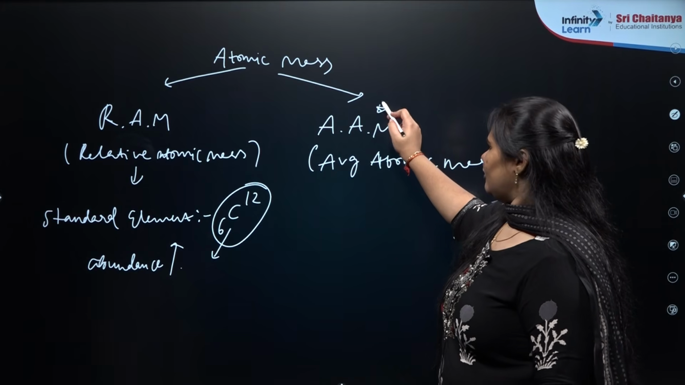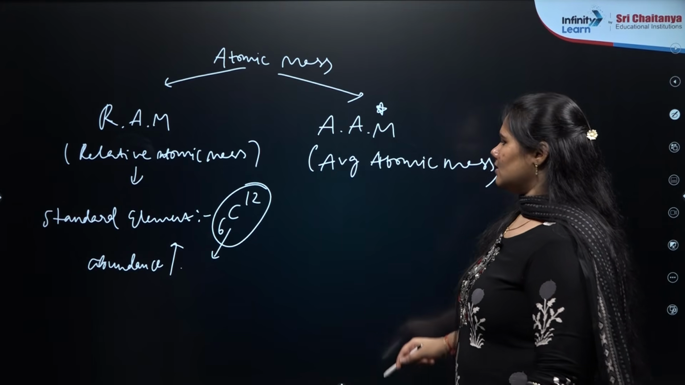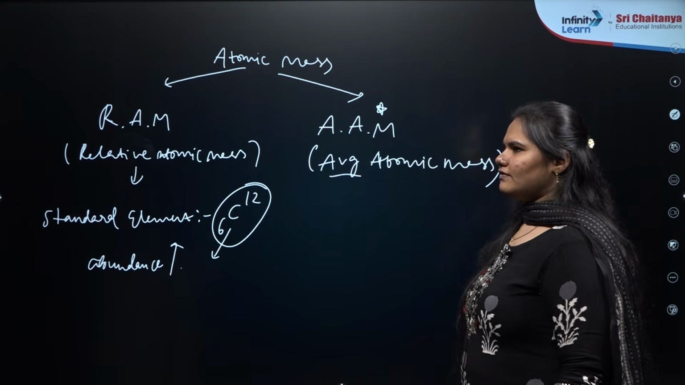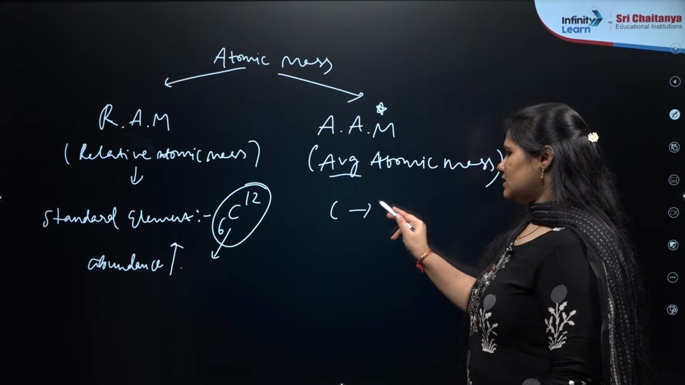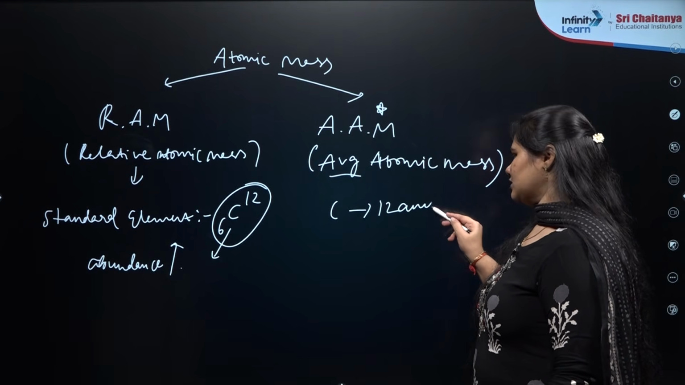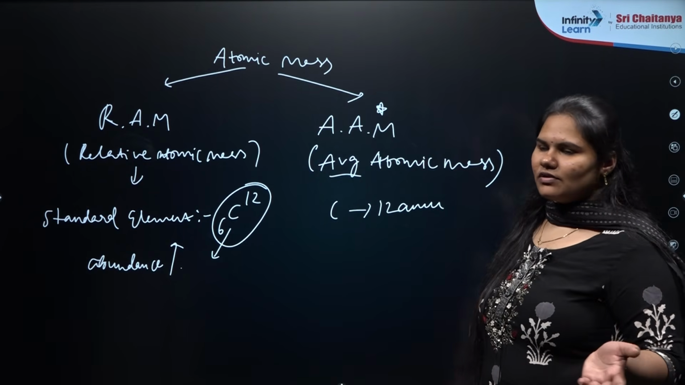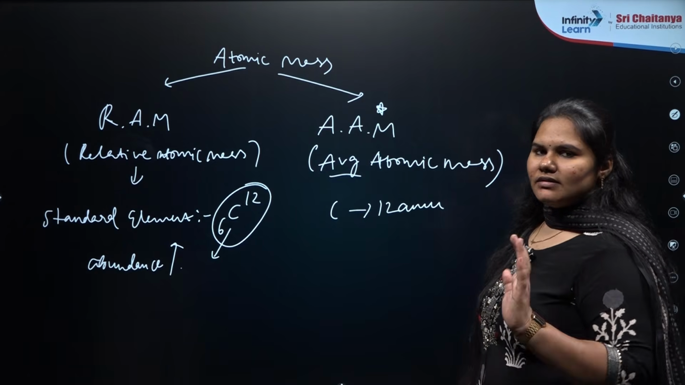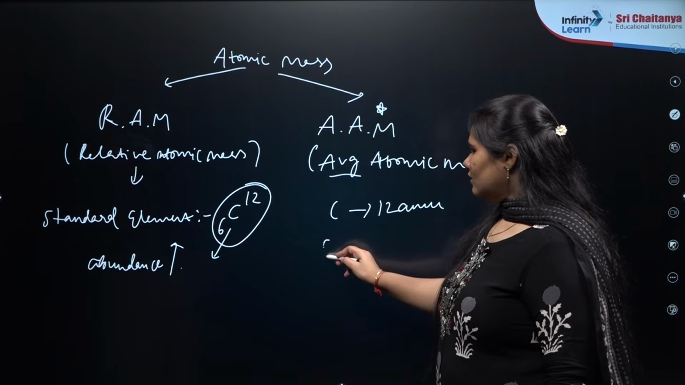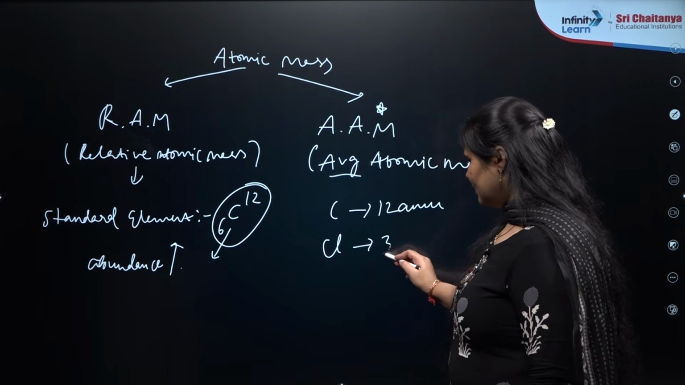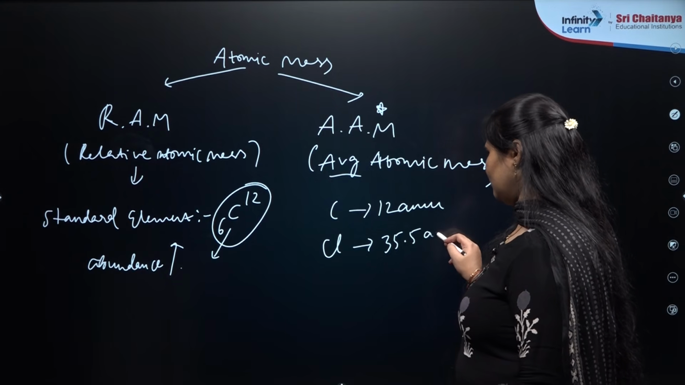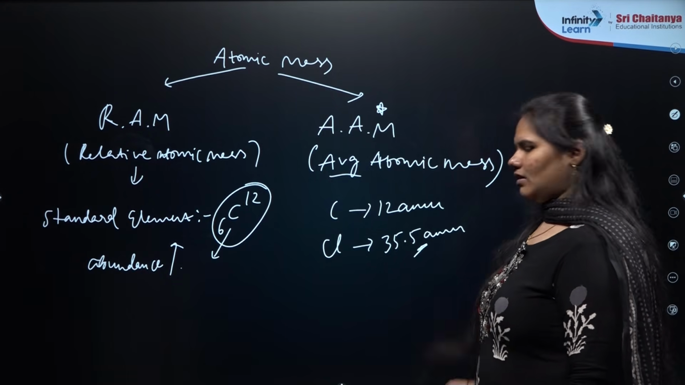Next, the other important topic is average atomic mass. So what is average atomic mass? If you see carbon, atomic mass is 12 AMU. Whatever explanation I gave, like protons and neutrons masses, we add them, that's what we get, 12 AMU. But what about elements like chlorine? We get 35.5 AMU.